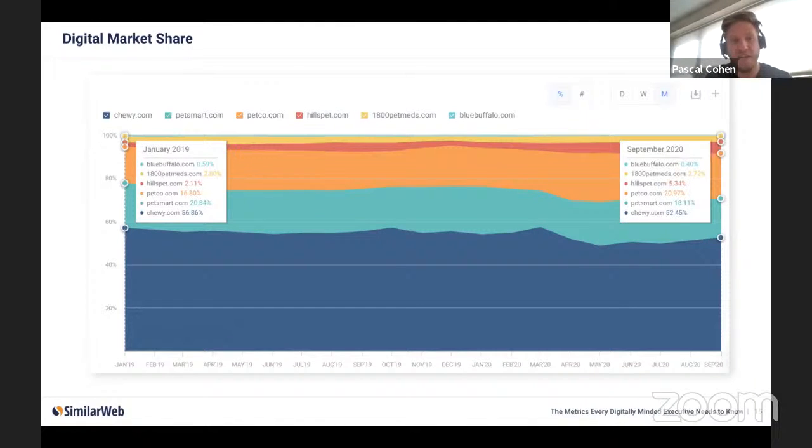You can see that Petco, while in January 2019 was about 17%, managed to increase their share of voice to almost 21% during the COVID lockdown. Hill's Pet, for example, more than doubled their share of voice when looking at these two timeframes. So you can see how players are performing, how you are performing, and especially during very turbulent times, how the market is behaving. Any other player is losing traffic while Hill's Pet and Petco gain traffic. So this is an example of market share. Next slide, please.